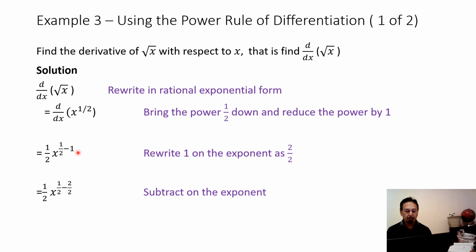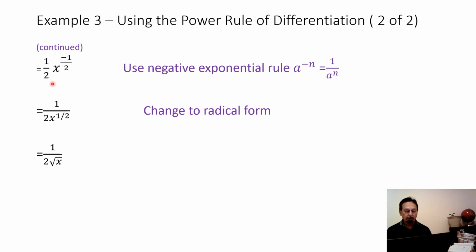Now, in order to subtract 1, you have to convert 1 into what? A fraction with denominator 2, and that is 2 over 2. So now you have 1/2 minus 2 over 2. Now we can subtract 2 from 1, and so you will have 1/2 x to the negative 1/2.